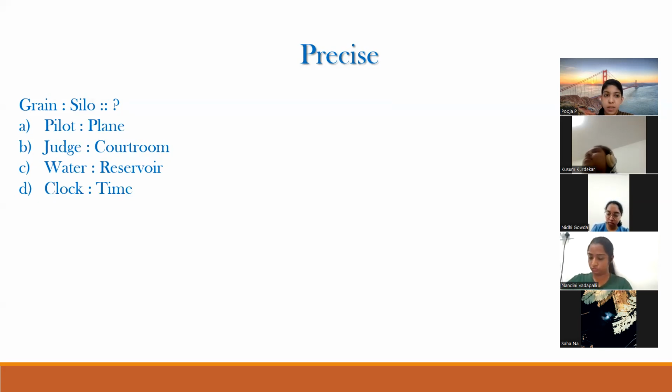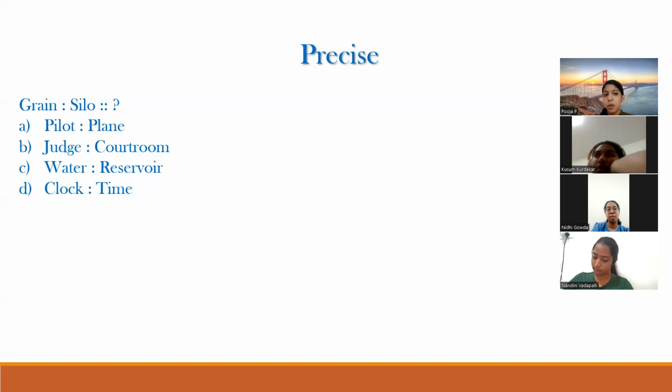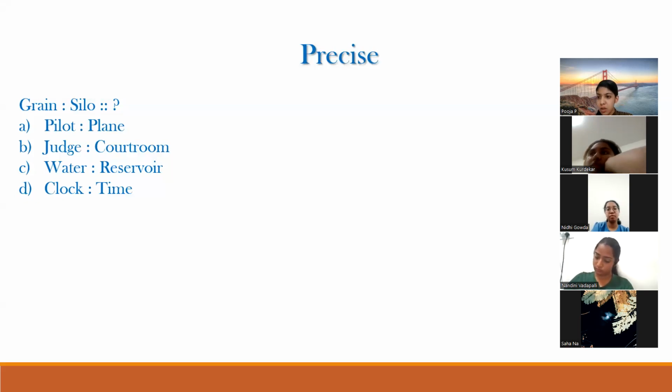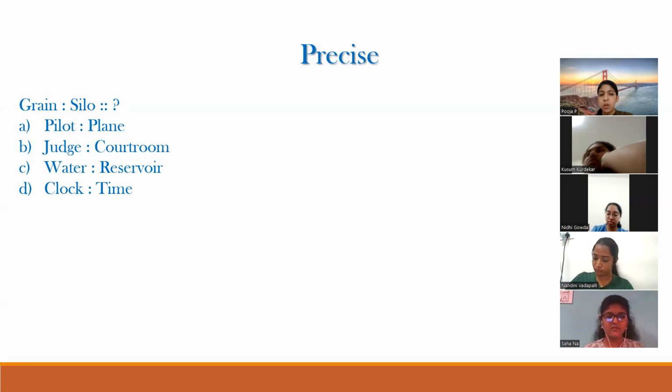Now analyze the options. Is plane a place where pilots are stored? No, they just come and work and go. Is courtroom a place where judges are stored? No, again, it is just their place of work. Is reservoir a place where water is stored? Yes. So your correct answer is option C, that is water is to reservoir. That is your right pair.